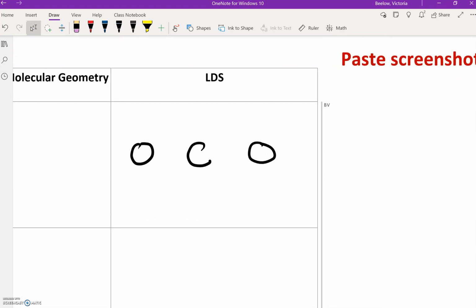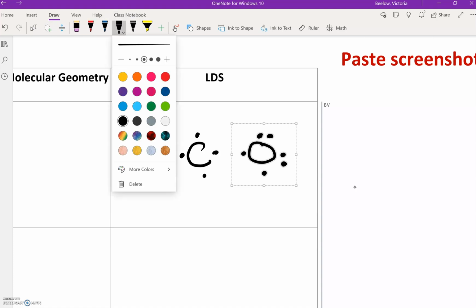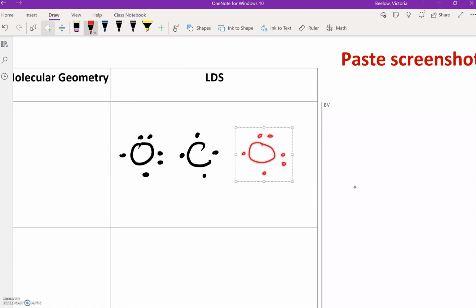Next, I'm going to draw my valence electrons around each element. Carbon is in group 14. It has 4 valence electrons. Oxygen is in group 16. It has 6 valence electrons. I'm going to make these 2 different colors, just so it's a little easier to see the differences when we're moving stuff around.